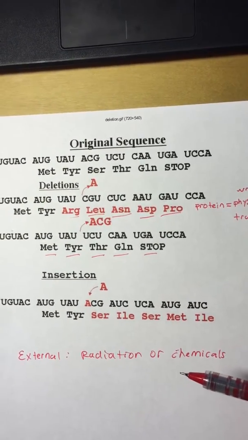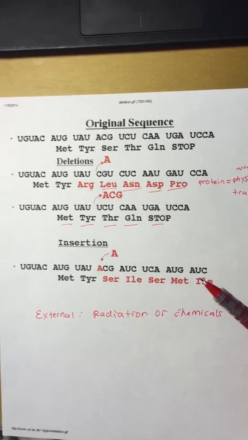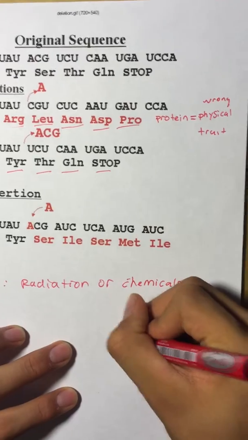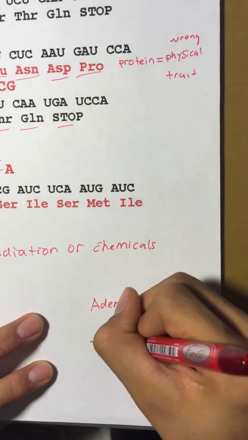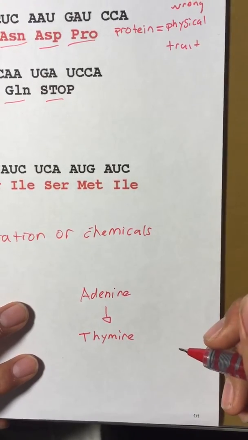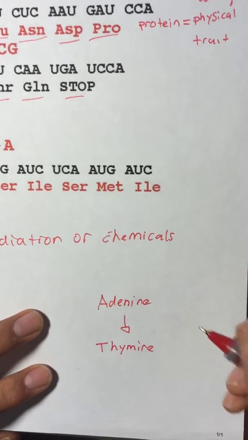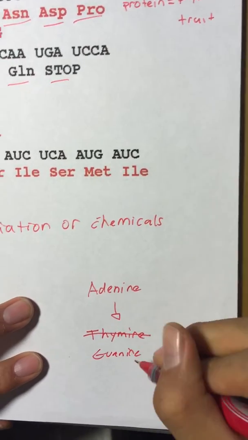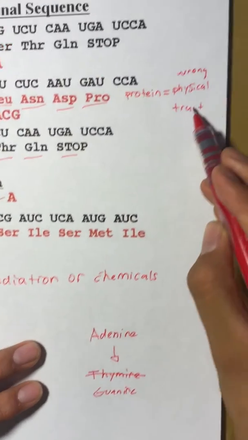There could also be a possibility where a wrong base is matched during DNA replication. If you remember, we have adenine, which normally matches to thymine, right? But let's say the DNA polymerase, if you haven't forgotten, reads the strand and creates a new one. Let's just say it makes an accident, and instead of thymine, it matches it with guanine. That could cause the tRNA to read it wrong and again cause a wrong physical trait.